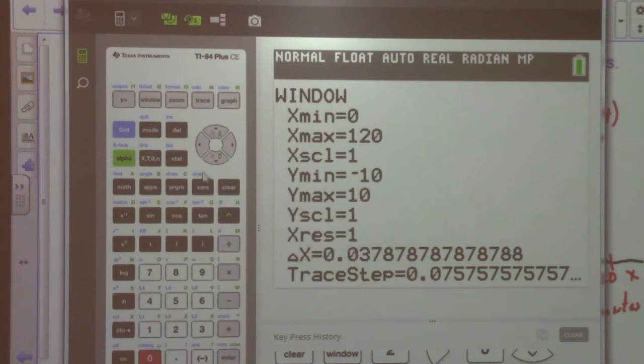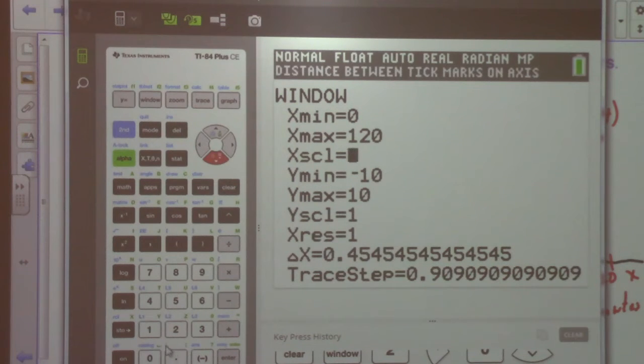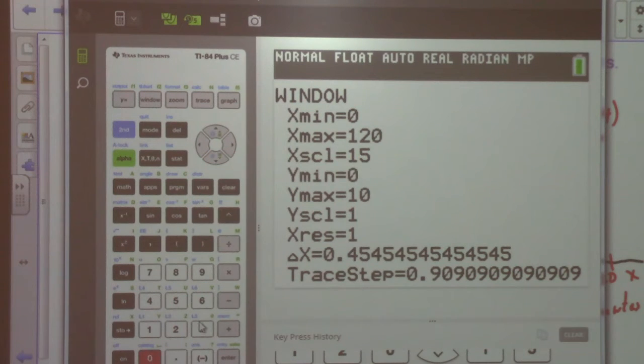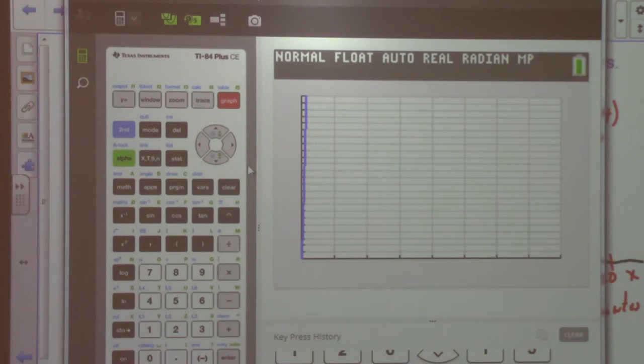And what do you want to go up by? I want to go up by 15. That's what I want to go by. Why 15? Because that's the minutes. That was the original thing given, right? And then for y minimum, our range, that's right, 0 to 24. And then we can just go a mile at a time, right? 1 mile. And when we graph that, we get this looking thing here.